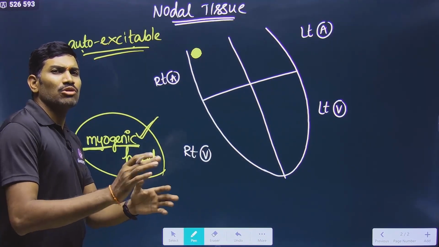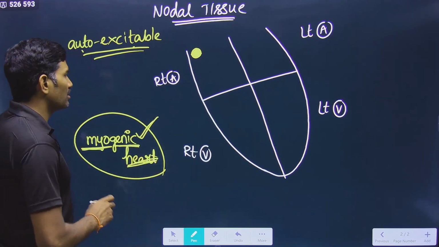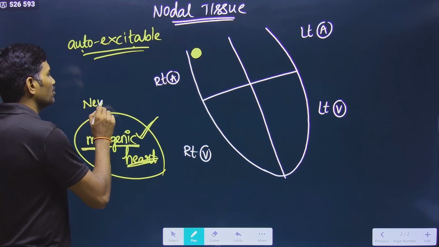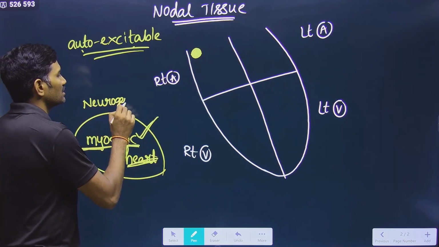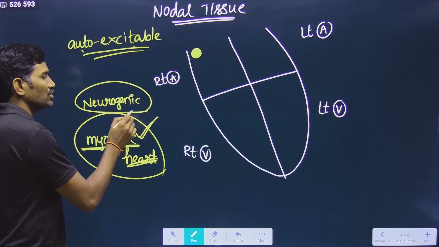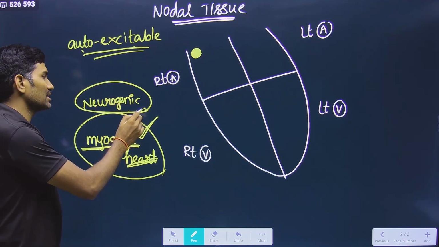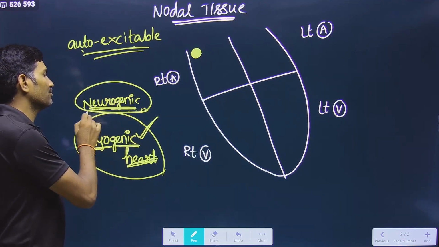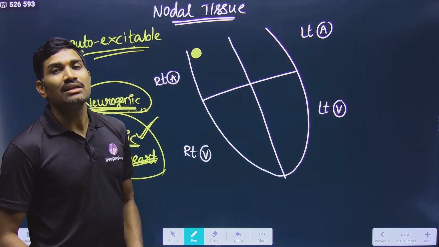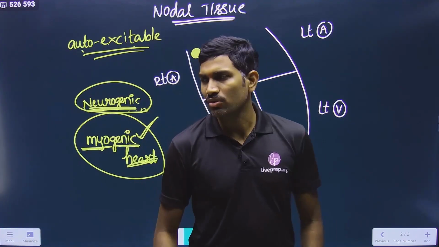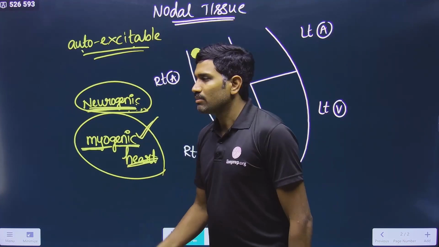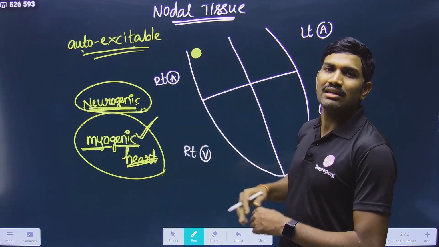But in some lower organisms, it is neurogenic. Please observe this. What does a neurogenic heart mean? If the heart contractions are completely under the control of the brain, meaning the nervous system, that is called a neurogenic heart. But in this case, the heart can contract on its own.